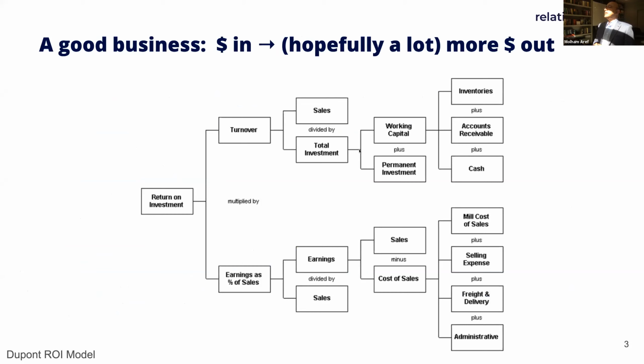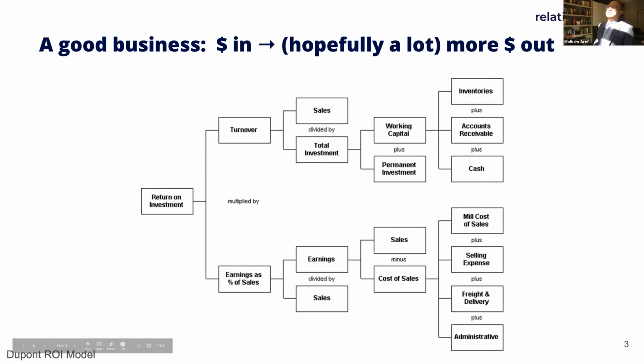All right, so this is just a very quick example of a model. This is based on something I found online. It's a model used by DuPont to compute a return on investment. And you can see here, return on investment is computed by multiplying turnover by earnings as a percentage of sales. And then earnings as a percentage of sales is computed by earnings divided by sales. And earnings is computed by sales minus the cost of sales. And the cost of sales is made up of all these line items, okay? So, this is conceptually not that hard to understand.